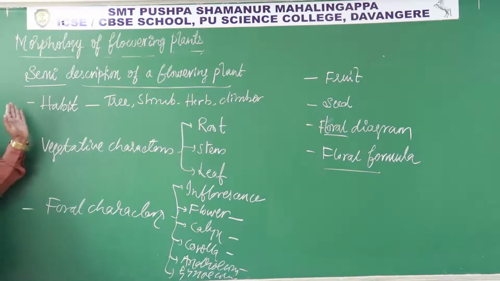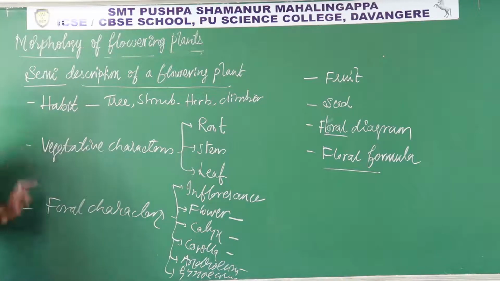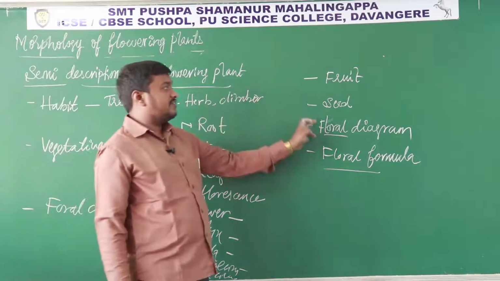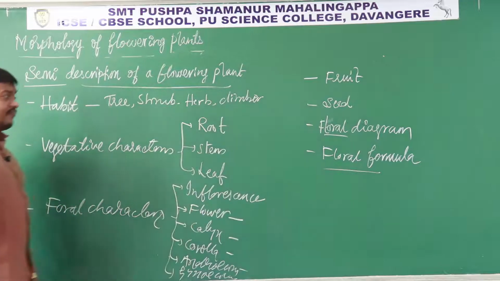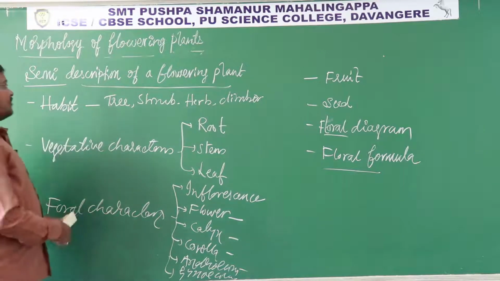So this is how we are going to write the semi description of a flowering plant, starting with habit, vegetative characters, floral characters, then fruit, seed, floral diagram and floral formula. Let me deal with the vegetative characters first. What are all the things you are going to write if you are asked for a semi-description of a flower? Habit, I hope you understand.